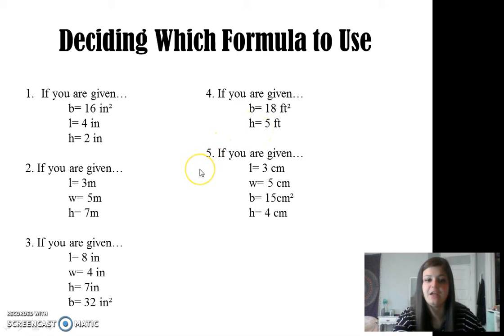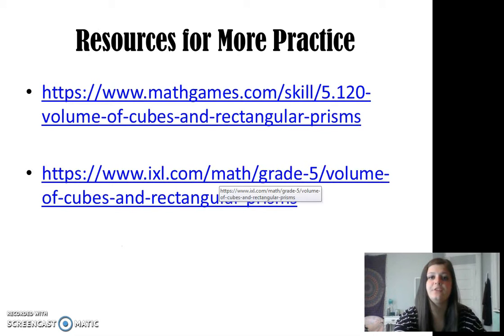And then our last one, you are given length, width, base, and height. So that's just like our number three over here. You're given the values for either of the formulas, so you could use whichever formula you're most comfortable with. Okay, so hopefully you guys are starting to feel a little bit more familiar with how to use the formulas, which formulas to use, and things like that, and we'll definitely work more on that tomorrow.